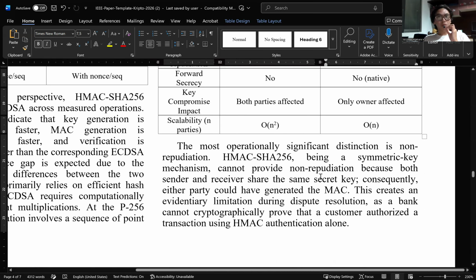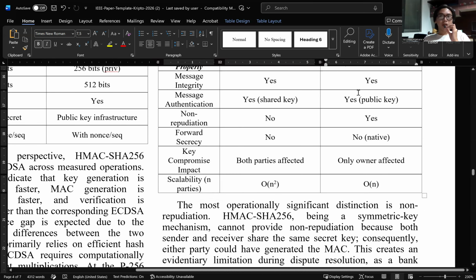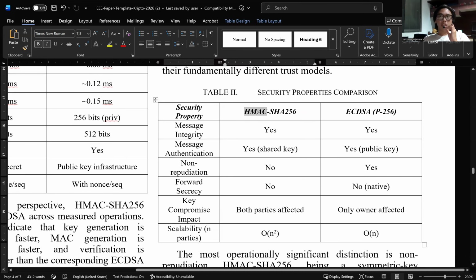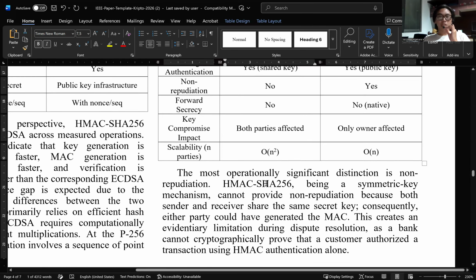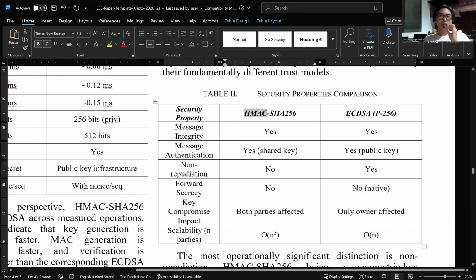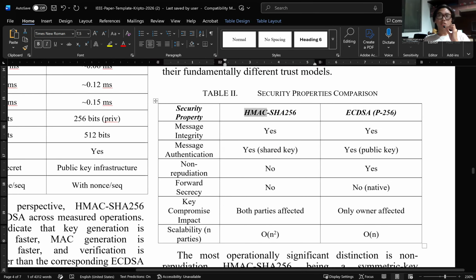And one more important point for scalability is if n parties need to communicate with each other, on HMAC it requires n squared keys, since every pair needs its own shared secret. Meanwhile, ECDSA only needs n key pairs. So the more institutions involved, the more efficient ECDSA becomes for key management.